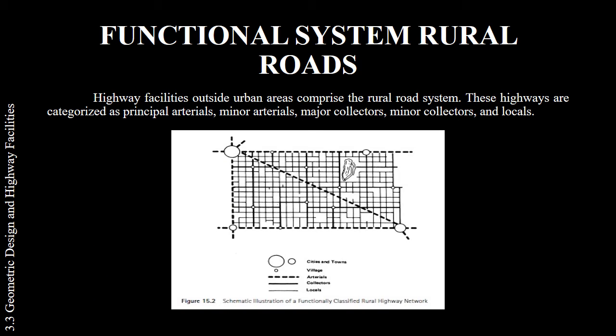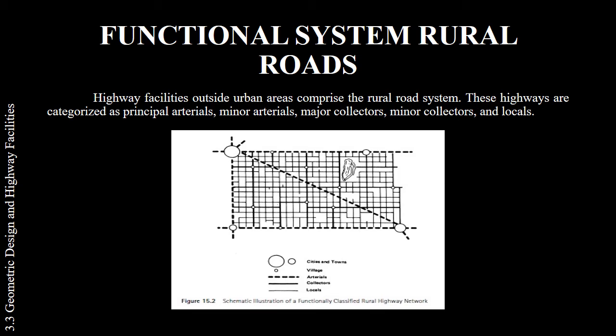Functional system of rural roads. So what is the difference between urban and rural? Urban is a location wherein there are many people, or a bigger population than the rural areas.